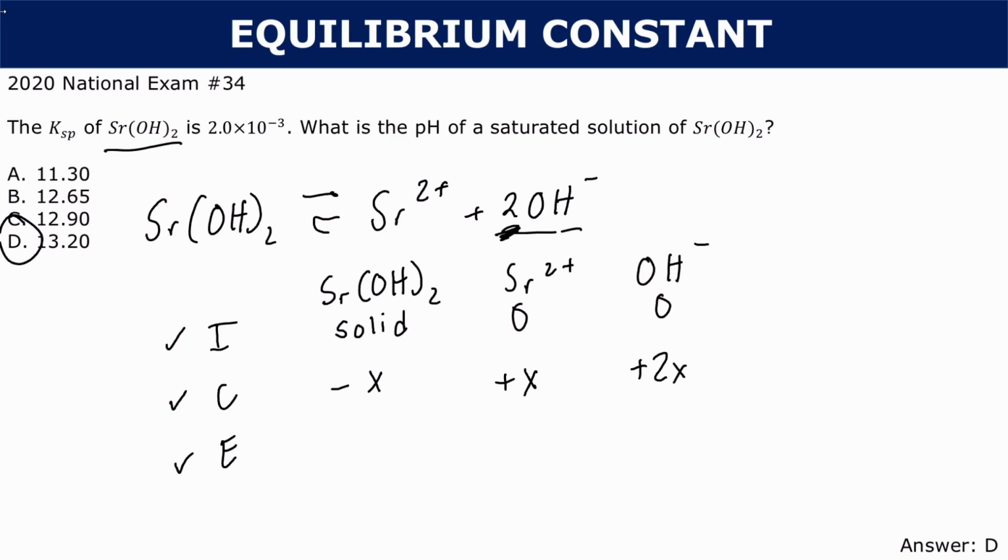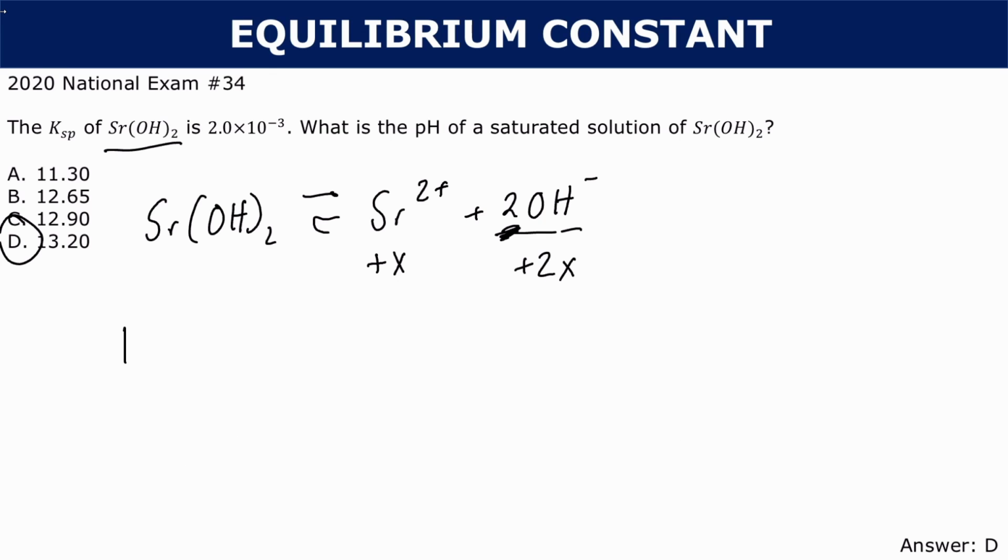So our equilibrium concentration, well, for Sr(OH)2, it's still a solid, so we just say less solid. We don't really need to worry about the actual concentration of the solid reactants in these products. But for the ones that are going to count in the equilibrium constant, we write down the actual value. So plus X and then plus 2X.